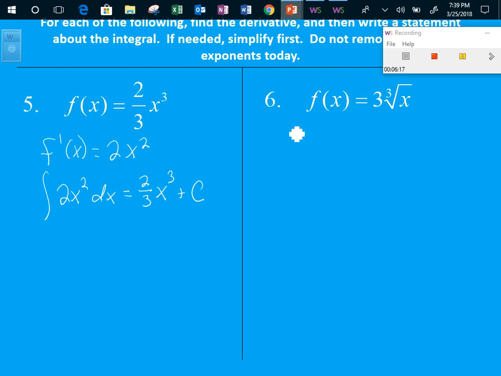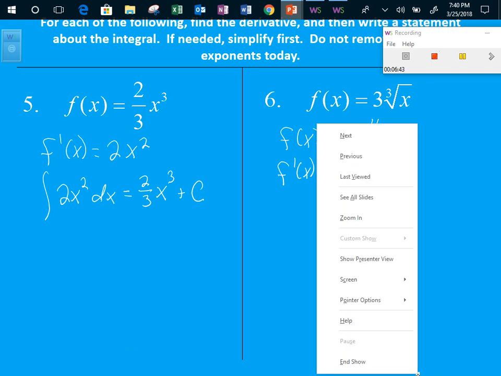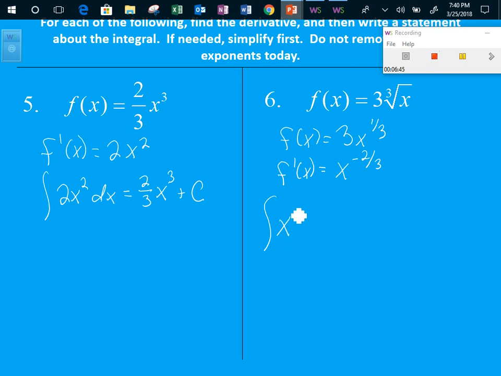Here's my number 6. We're going to think of this as 3x to the 1/3. Let's go get this derivative. Bring down that 1/3 so it looks like I'm going to have x to the negative 2/3. Leave the negative exponent for now. Here comes my true statement. The antiderivative of x to the negative 2/3 dx is 3x to the 1/3 plus c.